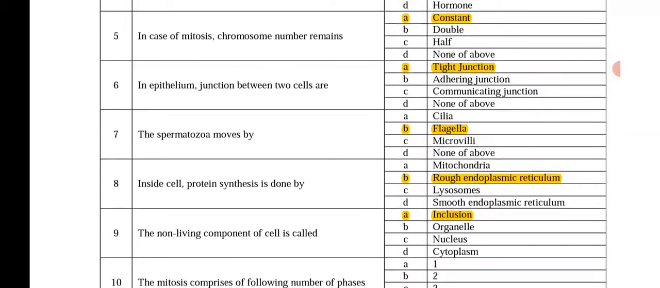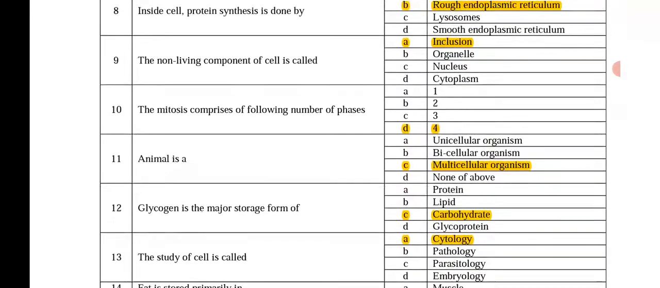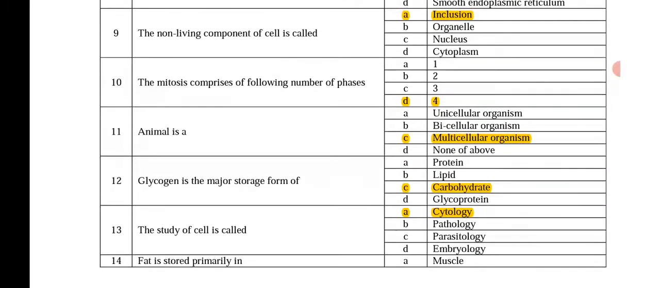In epithelium, junctions between two cells are tight junctions. The spermatozoa moves by flagella. Inside cell, protein synthesis is done by rough endoplasmic reticulum. The non-living component of cell is called inclusion. The mitosis comprises of following number of phases. 4. Animal is a multicellular organism.